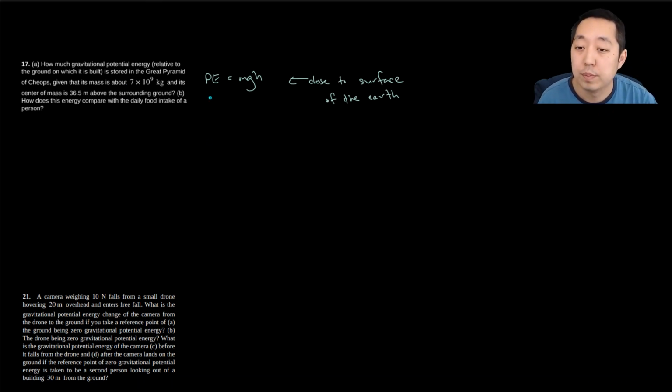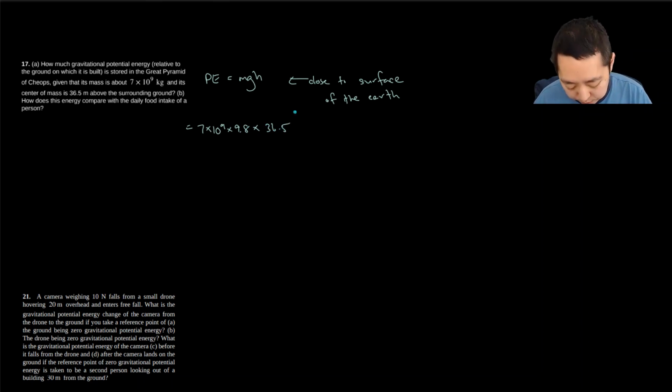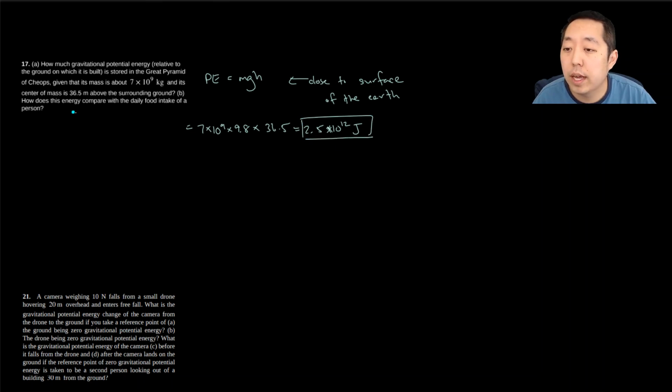It's fine. So we would do the mass, 7 times 10 to the 9, times 9.8, times the height, which is 36.5. The height is always to the center of mass. And that's 2.5 times 10 to the 12, and the units of energy are joules. Actually, ignore the part about the daily food. It's a lot of energy.